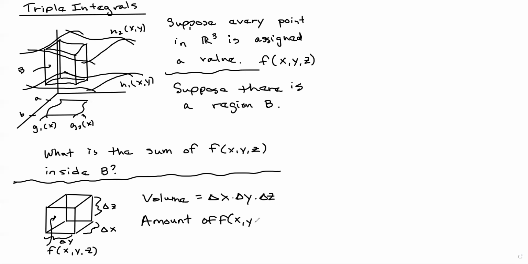So the amount of f of x, y, z inside the box is f of x, y, z times change in x times change in y times change in z. Okay, so if we've got the box, we know how much total space there is, how much total size the box has, by looking at the volume. And then if we've got a point inside there, we can find the amount of temperature, or the amount of f of x, y, z inside the box, by taking volume times a representative point.